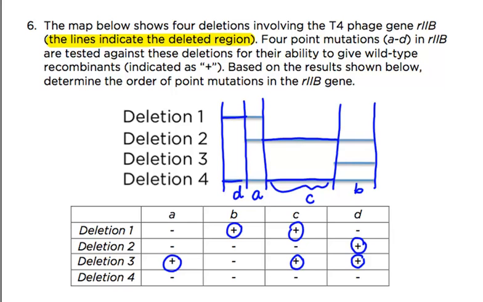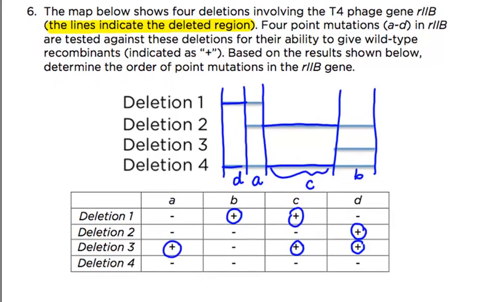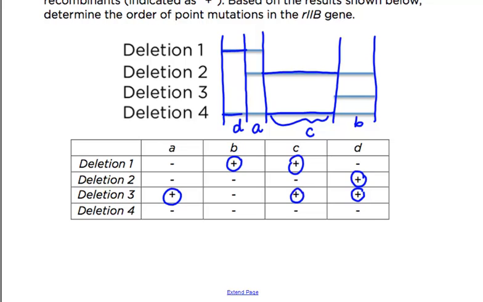So based on these results, the order of point mutations in the R2b gene is going to be D, A, C, B.